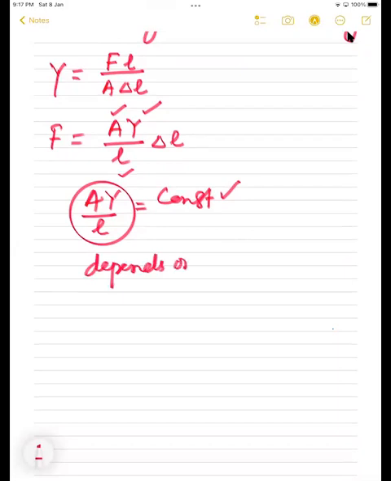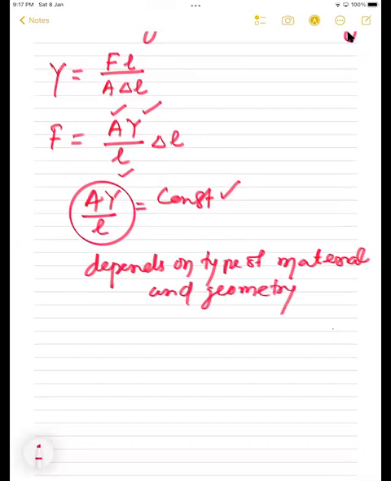It depends on the type of material and also the geometry of the rod. What is the length, what is the Young's modulus, what is the area? It also depends on those, right? So that is known as the geometry of the rod. So indirectly I can write F is equal to K delta L. Can we write that or not?